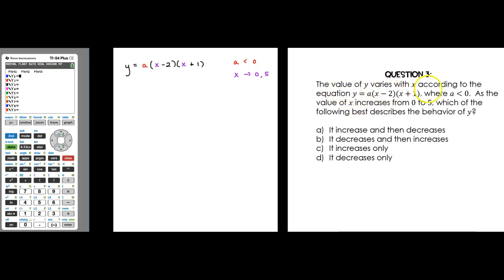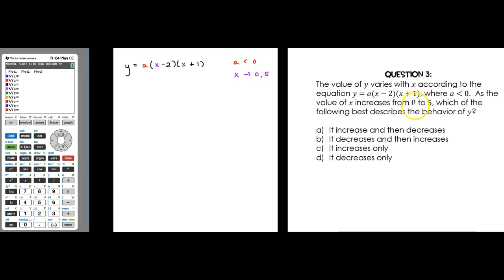The value of y varies with x according to this equation. Y equals a times (x minus 2) times (x plus 1). Then they tell us that a has to be a value that is less than 0. So when we think about values less than 0, we're definitely describing negative numbers there. As the value of x increases from 0 to 5, which of the following best describes the behavior of y?